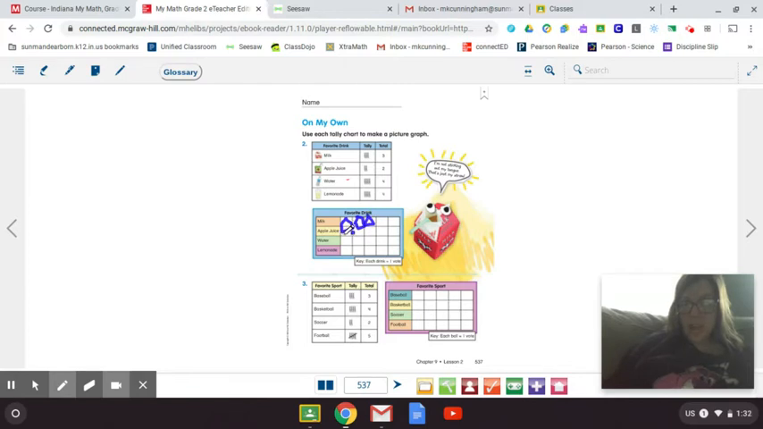Okay. And then the apple juice is going to be a rectangle and it's going to have to be really small and there were only 2. So I'm going to draw 2. Water, I'm going to do an oval this way. And there were 4 waters.